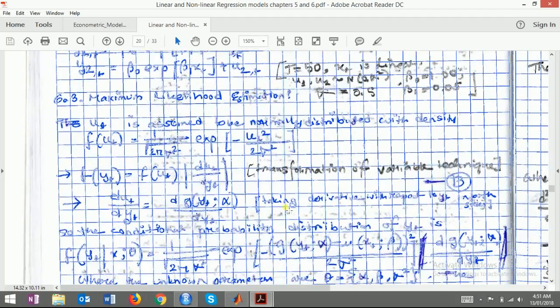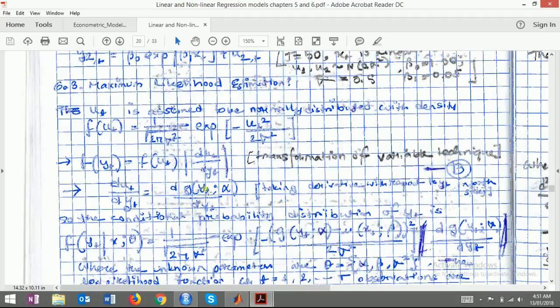Now moving on, we have discussed three examples already, some being intrinsically nonlinear and some being intrinsically linear: the Zellner-Revankar production function, the exponential regression model, and the alternative exponential regression model. Now estimation, maximum likelihood estimation. ut is assumed to be normally distributed with density function 1 over the square root of 2 pi sigma squared, times exponential of minus u squared over 2 sigma squared, or transformation of variable.